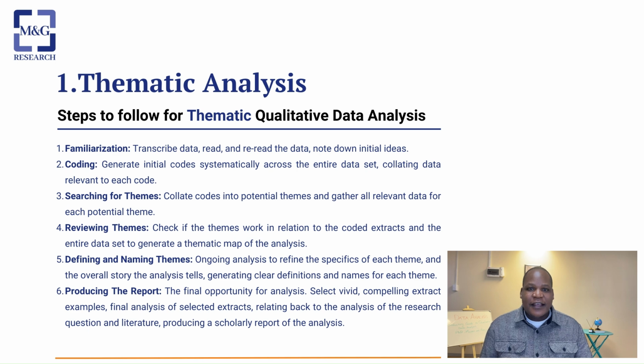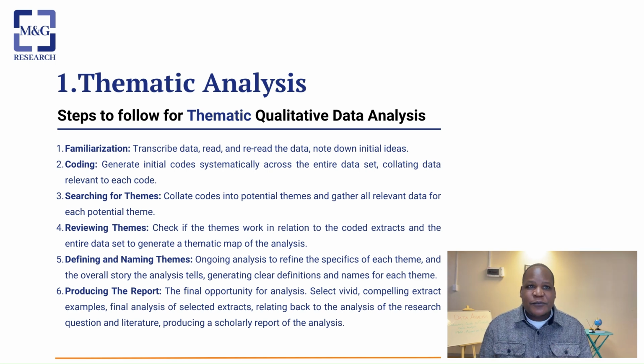And then from there you go into coding, which is the second step, whereby you generate initial codes systematically across the entire data set. You collect the data that is relevant to each and every code. What do I mean by coding? It might happen that in your data there are several key emerging words or aspects, like for example security or family relations or family expectations. Those are the key codes that you can utilize to see what are the consistent ideas that are emerging from your data.